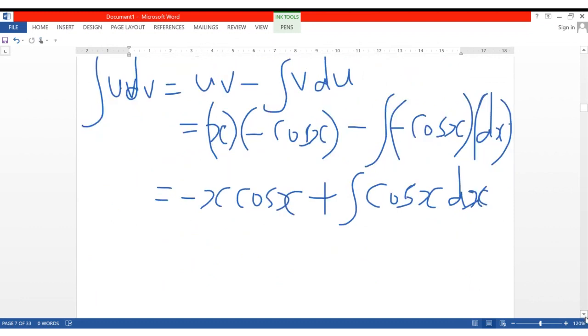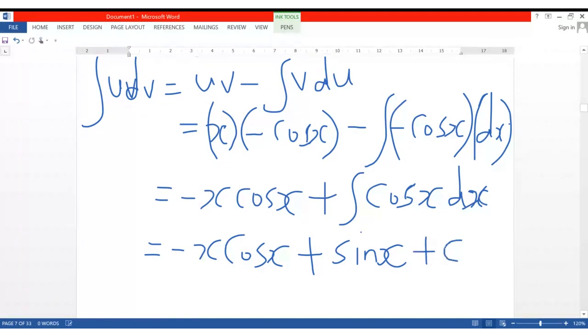So when you integrate cos x, when you go back to the table, what do you get? Sine x. Now you can add a constant of integration. Again, you can see the first part, negative x cos x, has not been integrated. It was already evaluated.